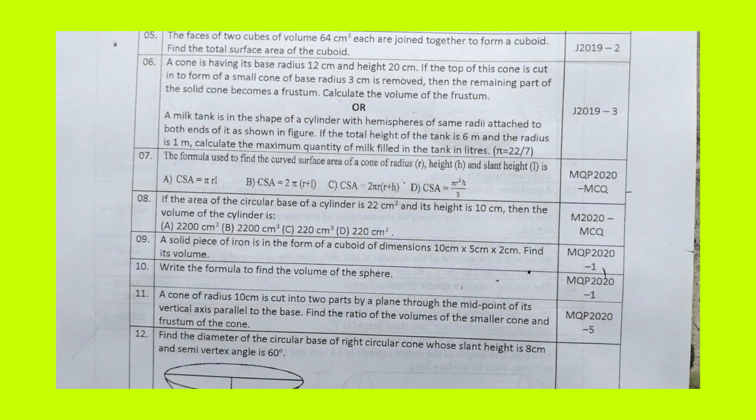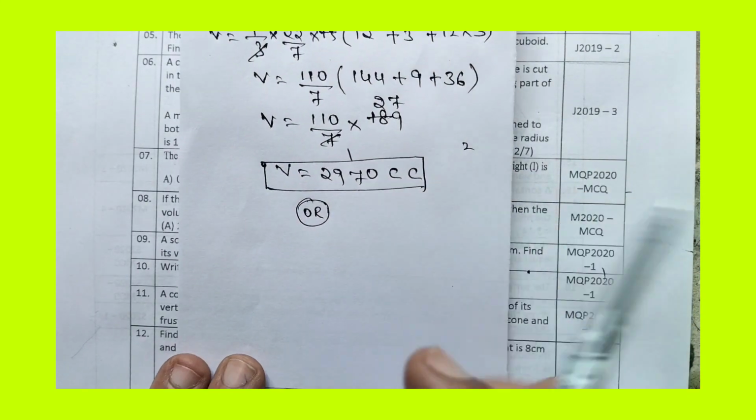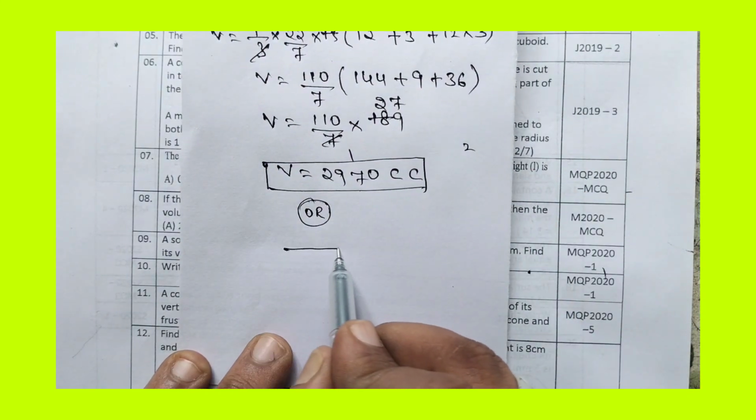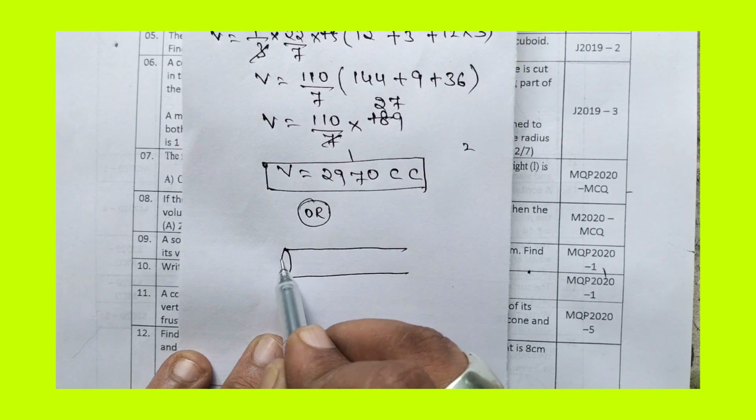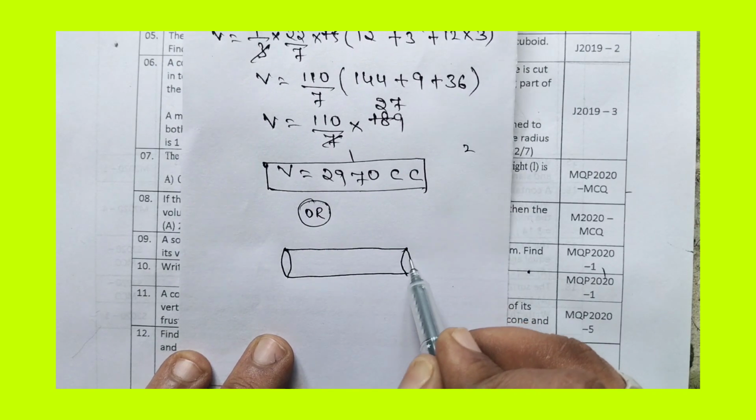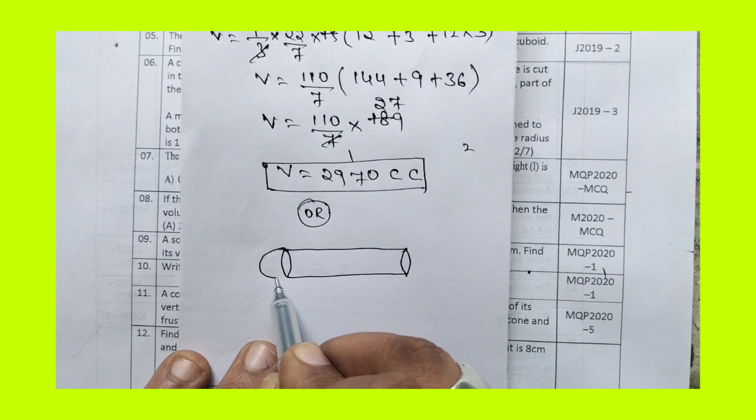Now let us answer this question. Before answering, first let us draw the figure for this one. So this is the cylinder and both the ends of the cylinder are covered with a hemisphere.